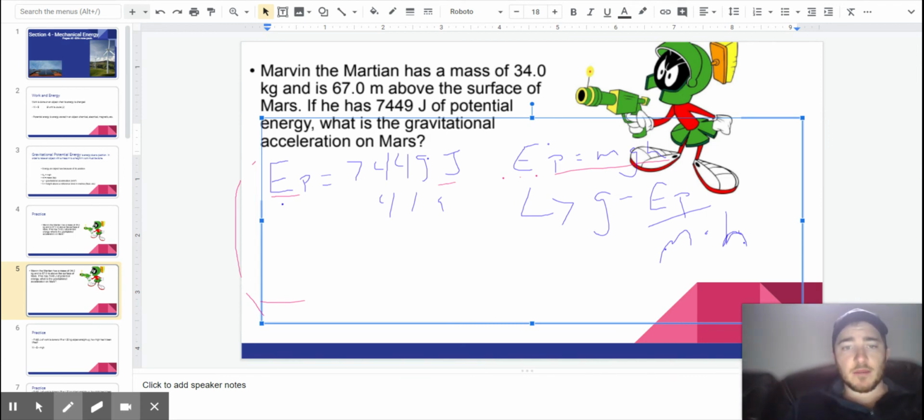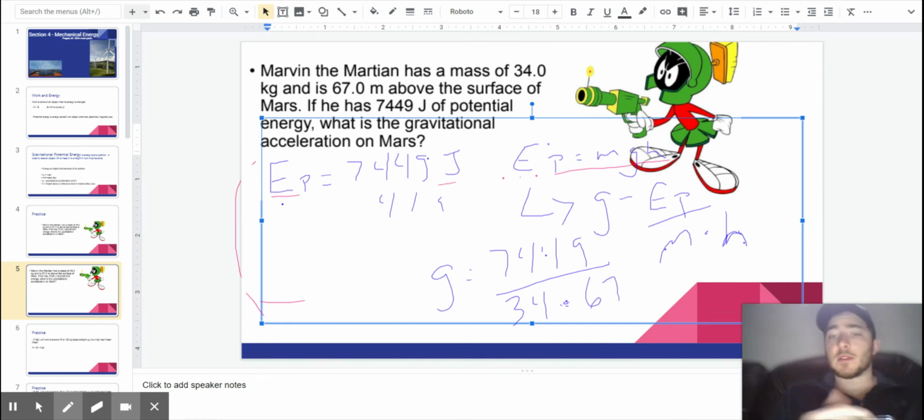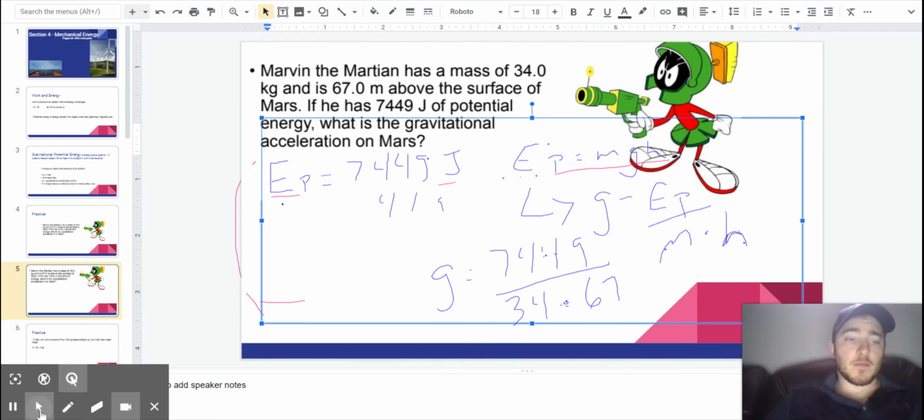Okay, so factor in your numbers. I'm just going to put my numbers in. So gravity equals EP, which is 7,449, over mass of 34 times 67. So plug that into your calculators and you will get the proper answer, okay?